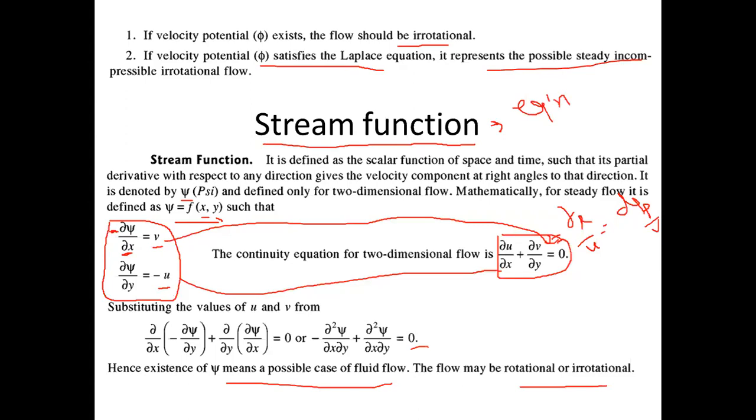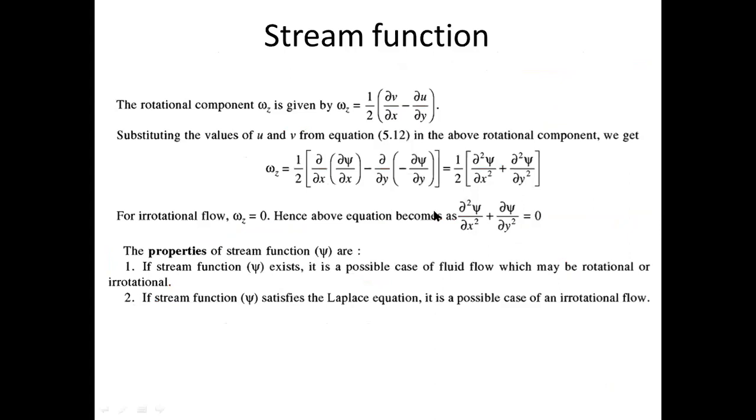See, if the psi is satisfying the continuity equation, I can say it's a case of fluid flow. Whether it is rotational or irrotational, I cannot say. Now, to prove in which condition it will be rotational or irrotational, what I need to do is, since I am telling you that psi is only possible in case of 2D flow, so 2D flow means only in the xy direction.